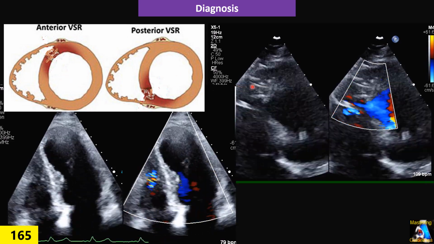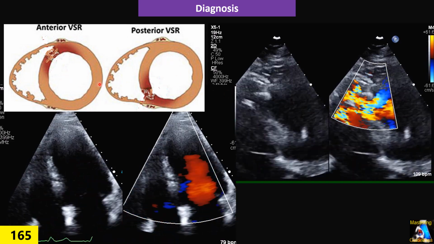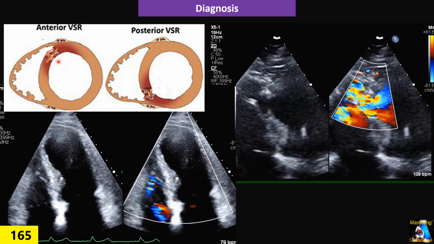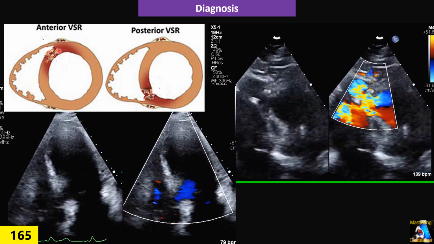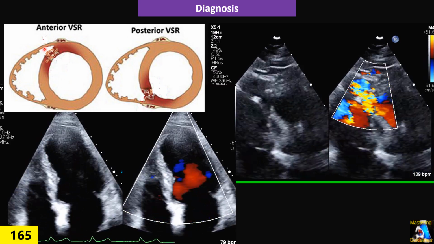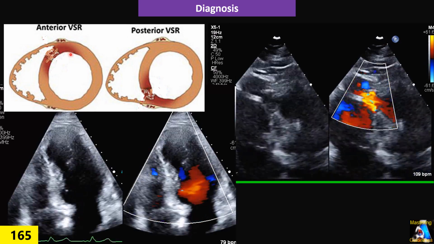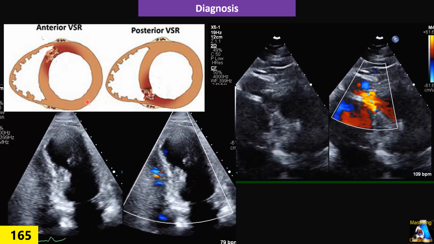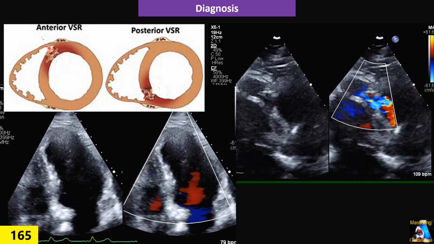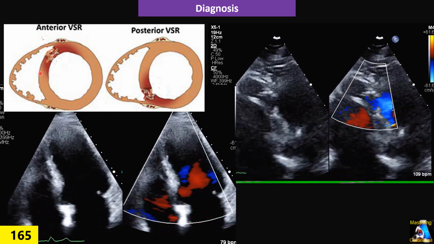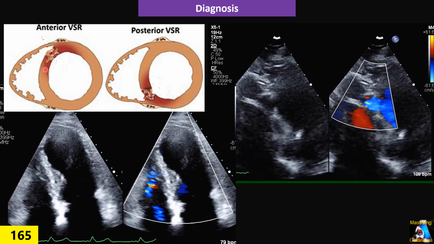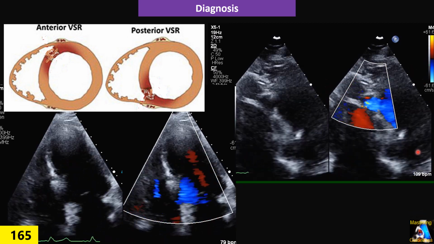For example, here, if we have a classic location of the shunt, anterior, close to the base of the heart. Imagine this is the base of the heart, even though it is not. We have an anterior VSR. In that case, it is very easy, and we can detect it on the apical 3 or parasternal view.